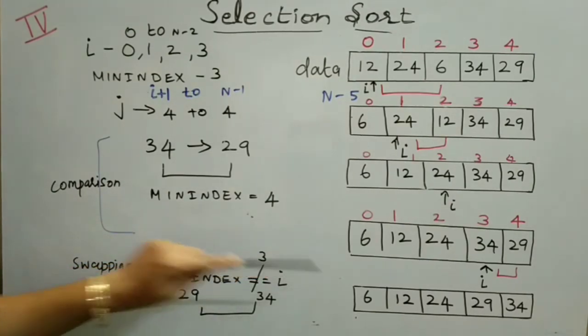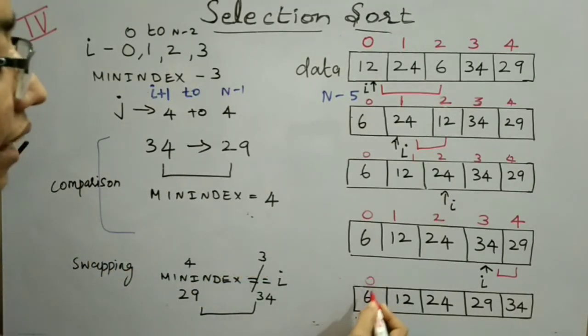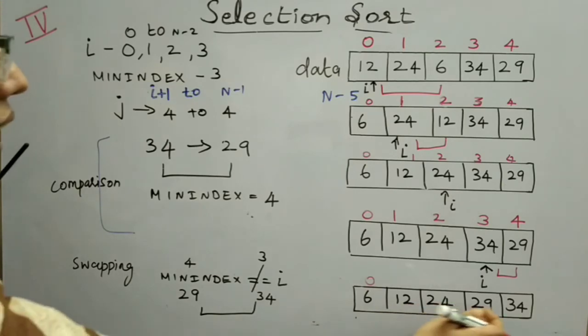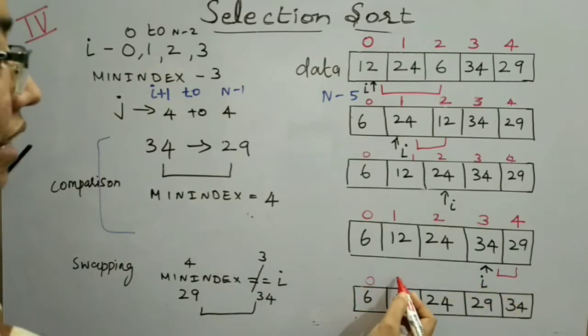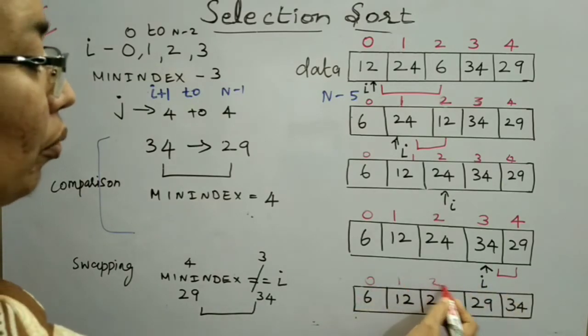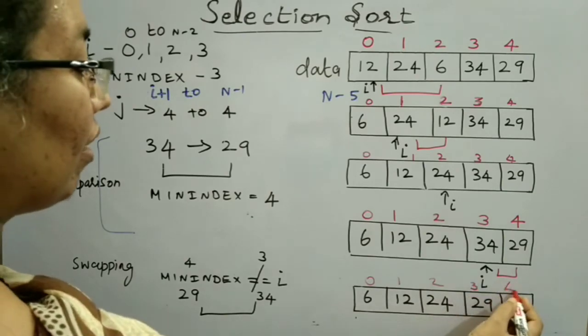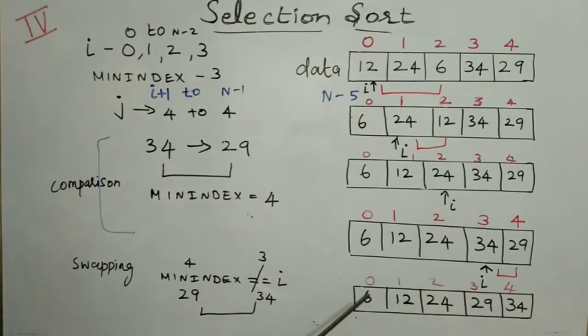After the final iteration, see here the values in the array are arranged in ascending order, starting from index position 0 to 1, 2, 3 and 4. The elements are arranged in ascending order after implementing this selection sort.